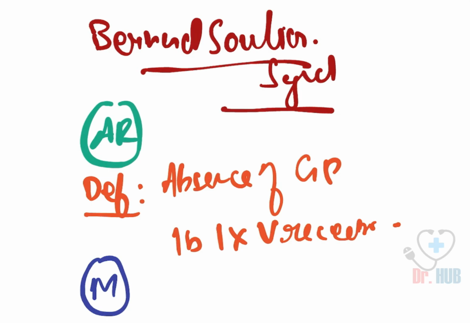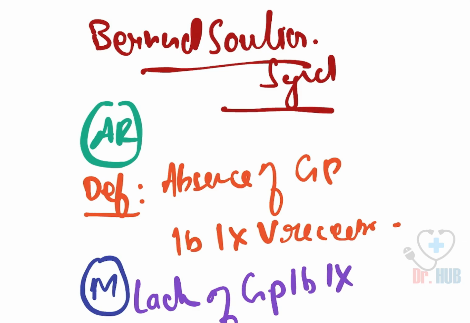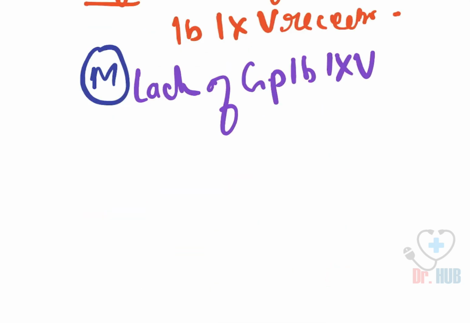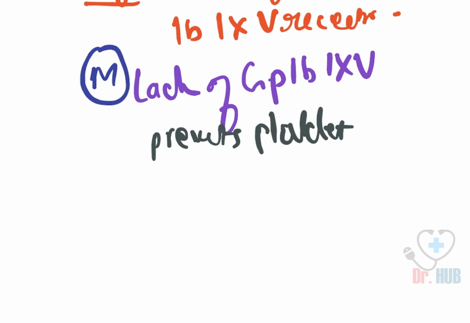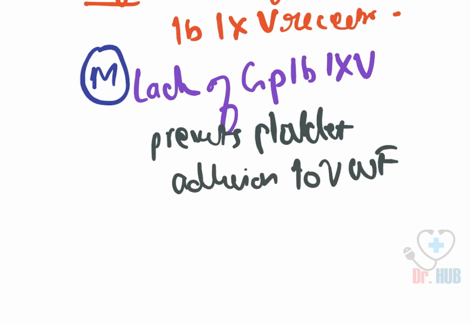Then we move on to the mechanism. What is the mechanism? Mechanism is that there's a lack of the GP1B9, and it prevents the platelet adhesion to the von Willebrand factor.